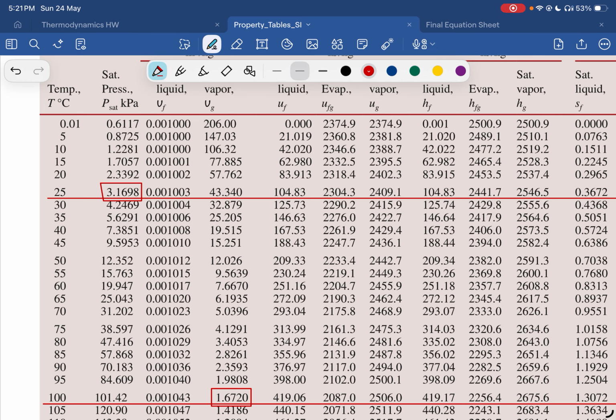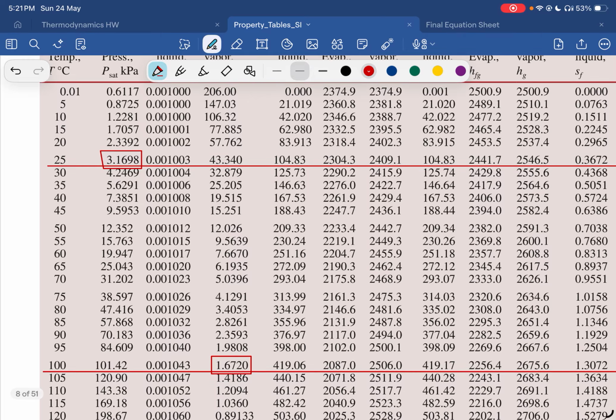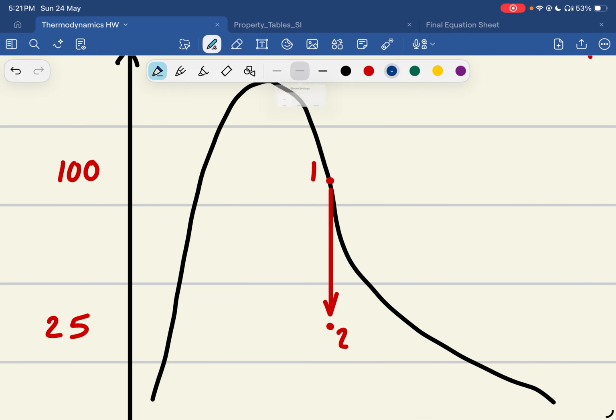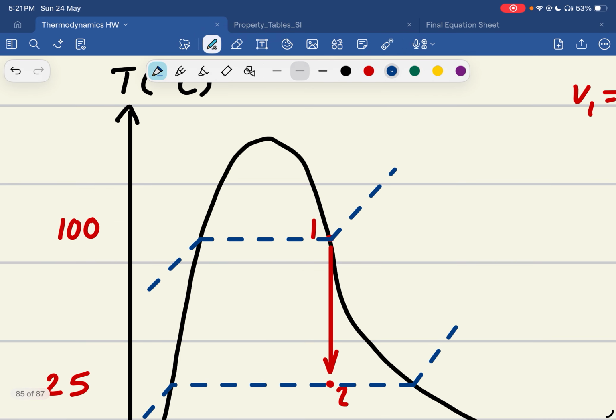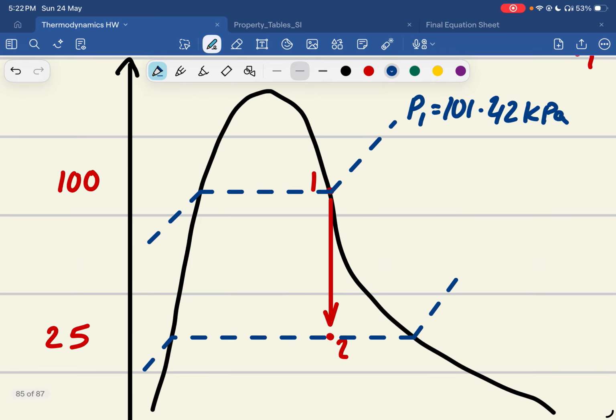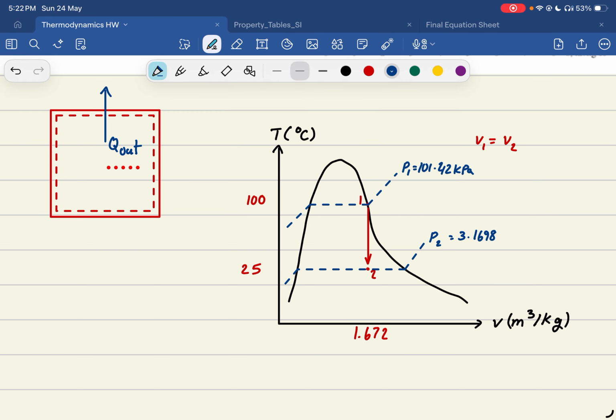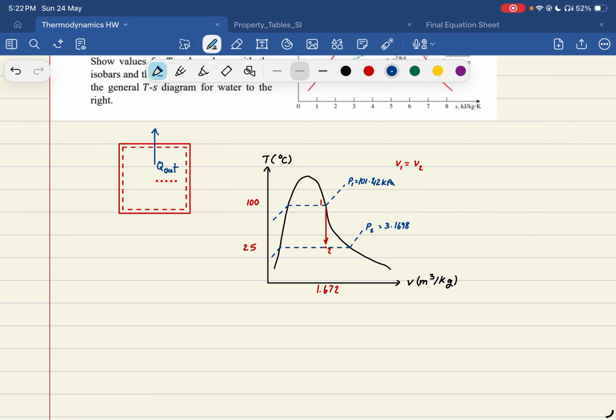3.1698 and 101.42. So we draw our isobars. And this should be our TV diagram, our full TV diagram.